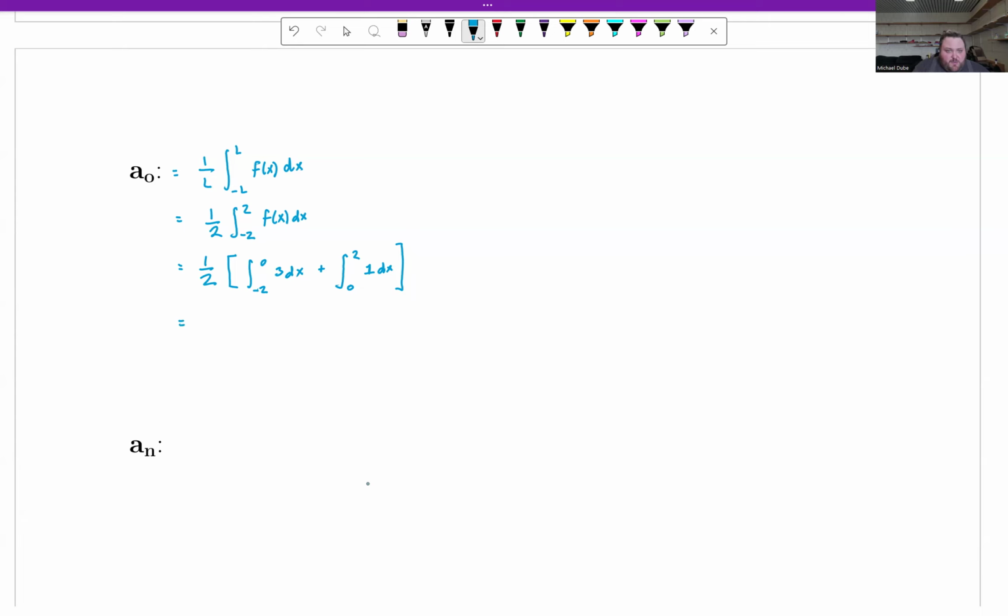And so we get 1 over 2 times, well, this will be 3x evaluated from negative 2 to 0 plus x evaluated from 0 to 2. This will be 1 over 2 times, okay, 3 times top 0 minus negative 2, plus 2 minus 0.